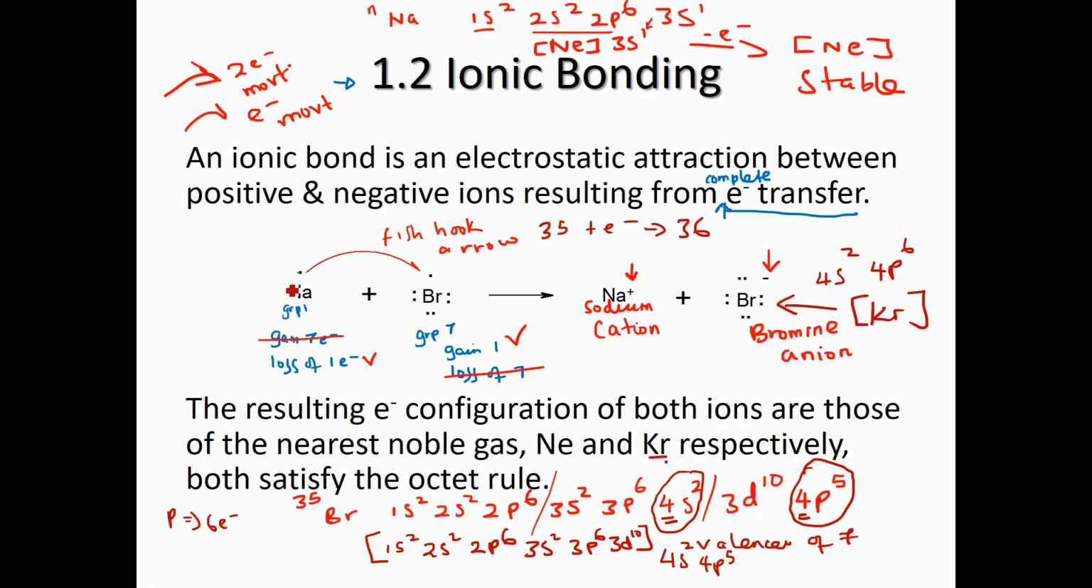Now for sodium, it has atomic number of 11. Once it loses, so sodium to Na+, this has 11. You're losing 1 electron, you're getting 10 electrons. That happens to be the same as the one for neon, and that's how this came by. So the resulting electron configuration of both ions are those of the nearest noble gas, which is neon and krypton, respectively. And both of them satisfy the octet rule, meaning all orbitals are filled up after the loss and the gain.